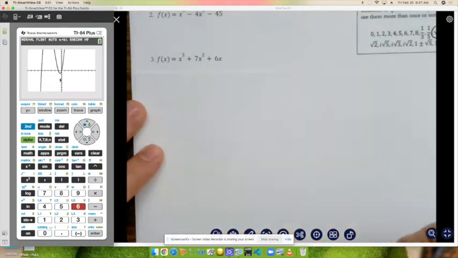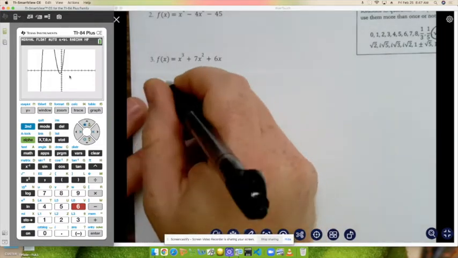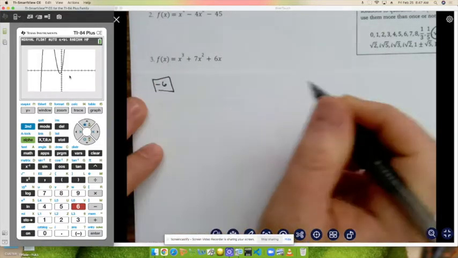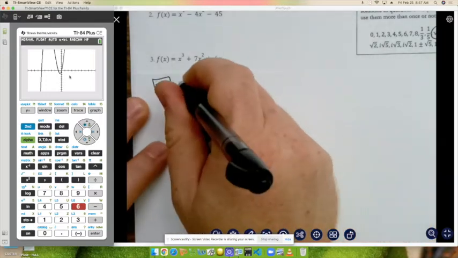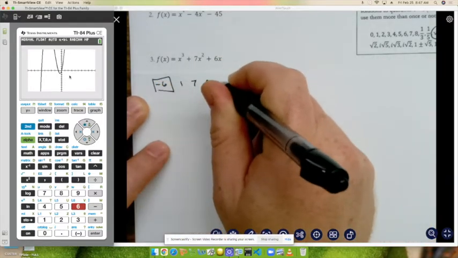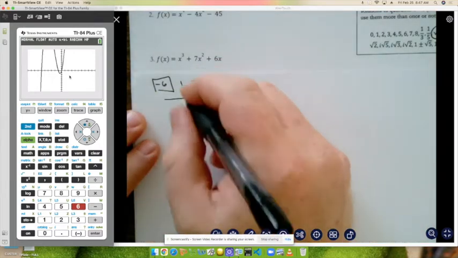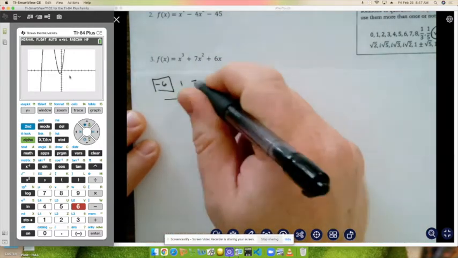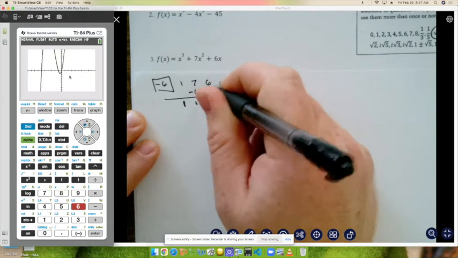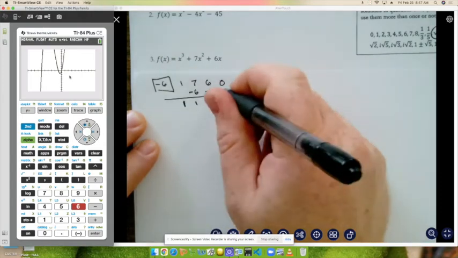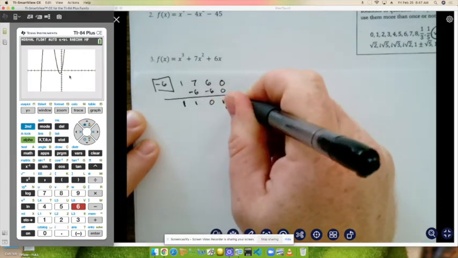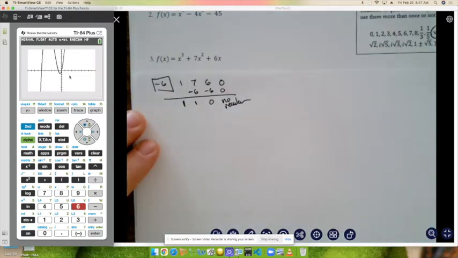You can grab any one of those numbers you want and prove that they are, in fact, solutions. So maybe I'll start with the -6. Do synthetic division and show me that there's no remainder. The 1 comes down, times the number in the box, add the column, times the number in the box, add the column, times the number in the box, add the column, and I get no remainder. Perfect. -6 is, in fact, a solution.